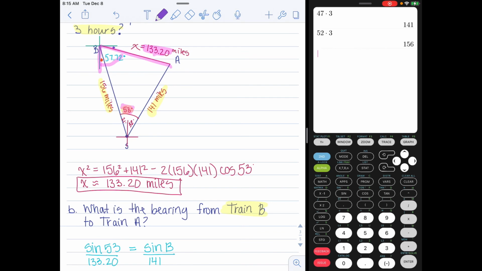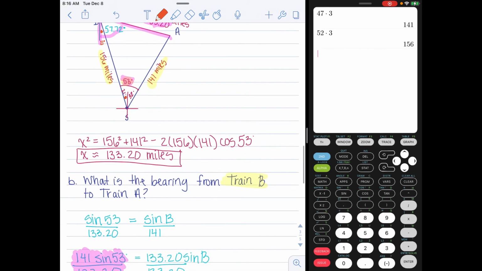Okay, so that means there's something in this triangle that is going to help you out already. And the spot that's going to help you is this guy right here. Those two are alternate interior angles, so they are equal to each other, so that means this is a 21. So to figure out the entire pink, we're just going to add the 21 plus the 57.72 to figure out the bearing.